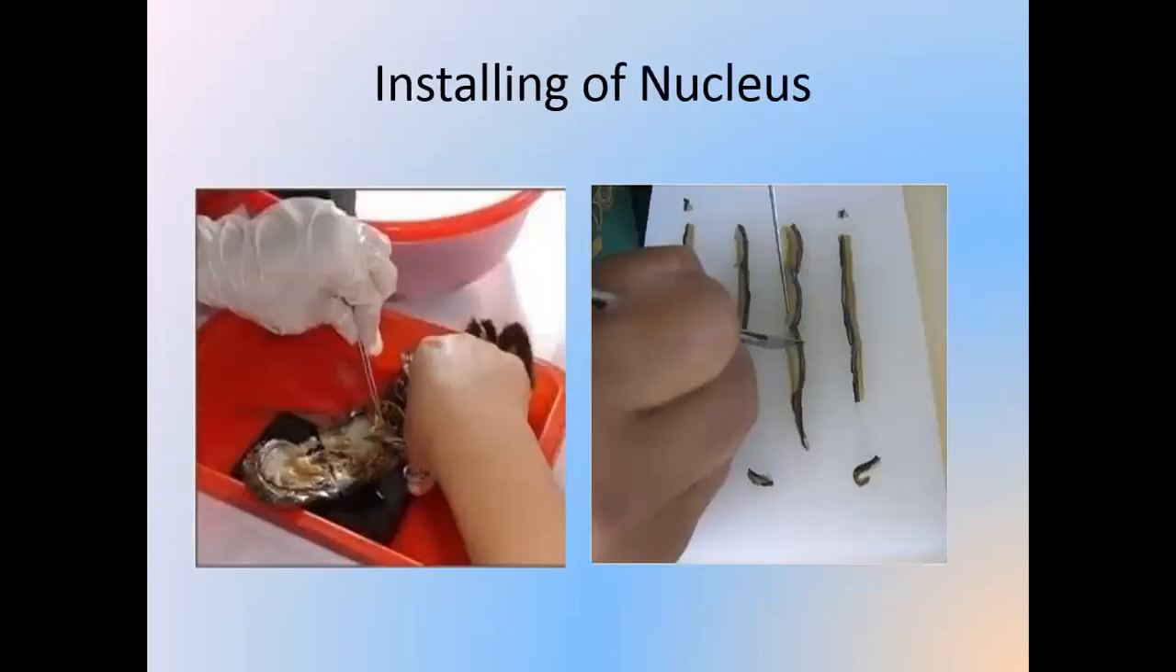Installing of nucleus. If you give your attention to the slide, you can identify that mantle pieces are used here as a nucleus, which is put into the pearl oysters. Basically, the donor oysters are collected from the marine water body and the mantle pieces are collected from these donor oysters, and these mantle pieces are inserted into the recipient oysters.